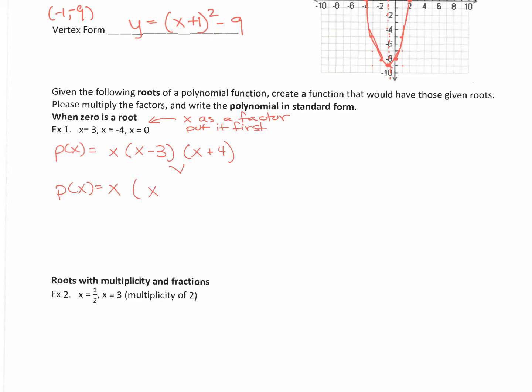Pause this video and do it out to the side, and then check your answer. You should get x squared plus x minus 12. So I'm not done yet. I'm now going to distribute that single x factor that I had to all 3 terms. So my final answer for p of x is x cubed plus x squared minus 12x.